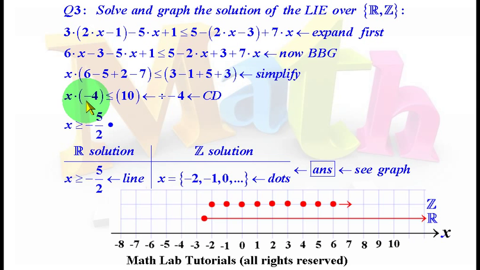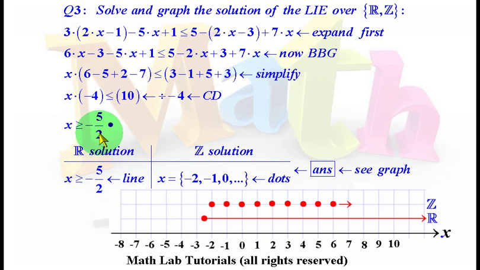At this stage, to solve for x, we notice that we have to divide by negative 4. When you divide by a negative number, you must change the direction of the inequality. And so that's what we do. Negative 4 divided by negative 4 will just give you 1. So there's the x. We have to change the direction of the inequality. So less than or equal to becomes greater than or equal to. And then 10 divided by negative 4 will give us minus 5 over 2.